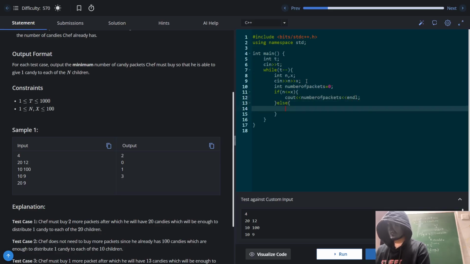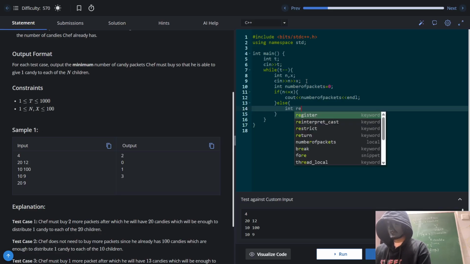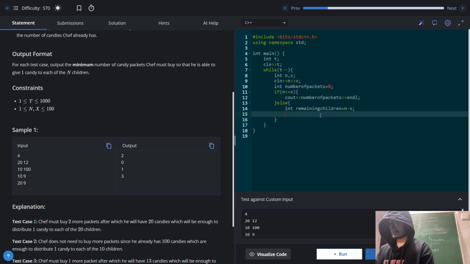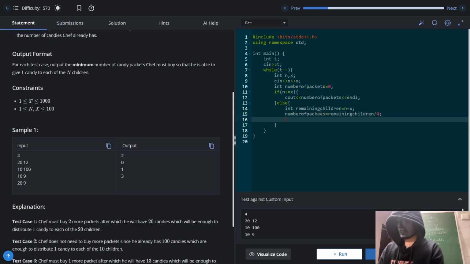Now if it is not the case, which means the number of chocolates present with the chef is lesser than the number of children, in this case we'll take one variable, remaining children, which is basically n minus x. So this is the number of children remaining. Now the number of packets will initially be remaining children divided by 4. Okay, this will give us how many packets you need to purchase.